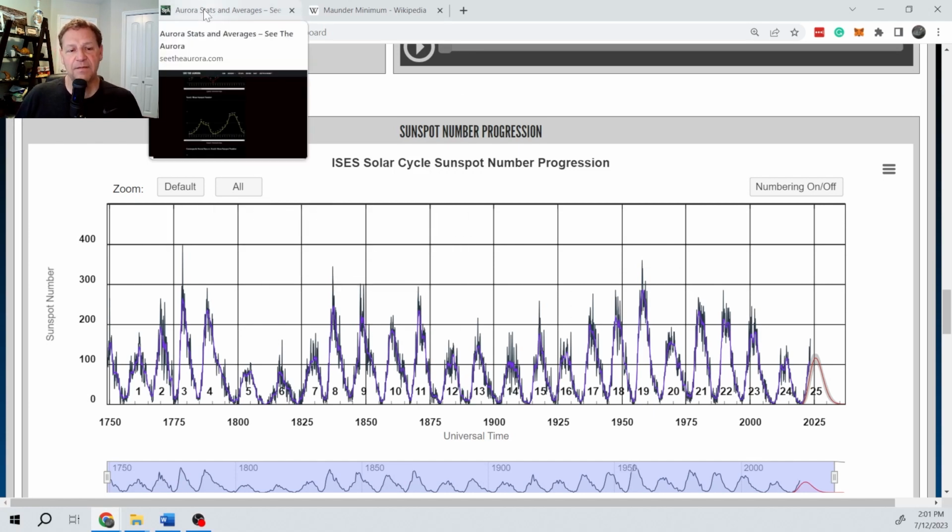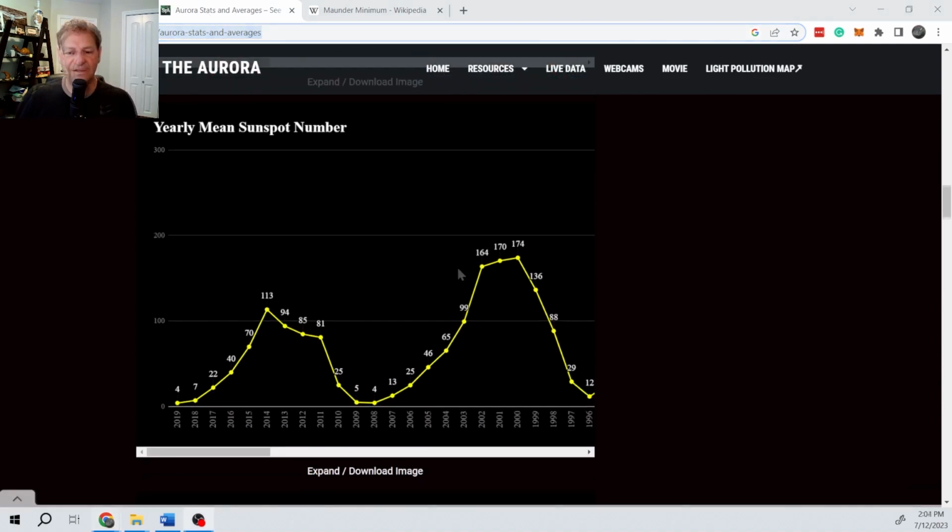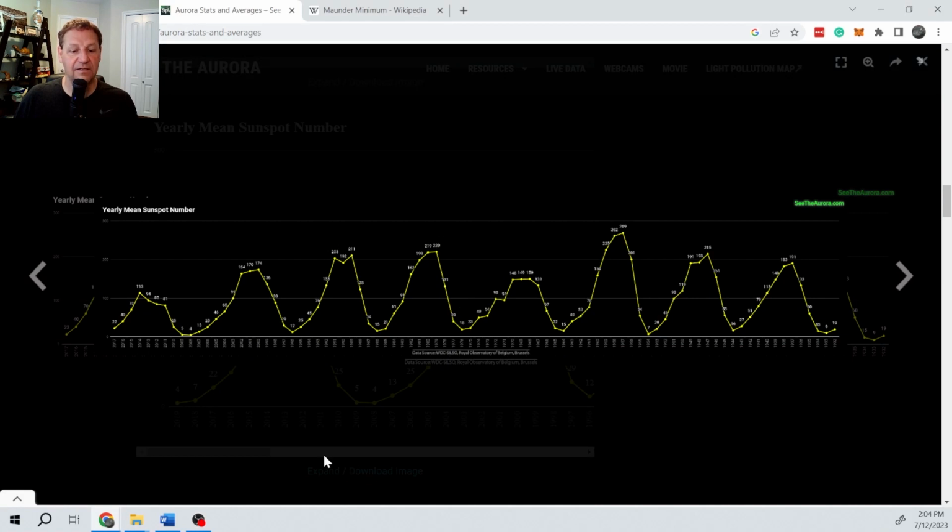But that doesn't tell us anything about the aurora. So if we go look at aurora stats and averages, see the aurora. I cut it there because I had an annoying ad pop up. So let's expand this, so we can see the full solar cycle going back in time.